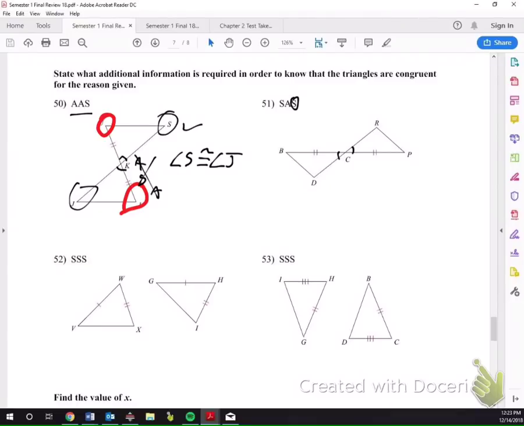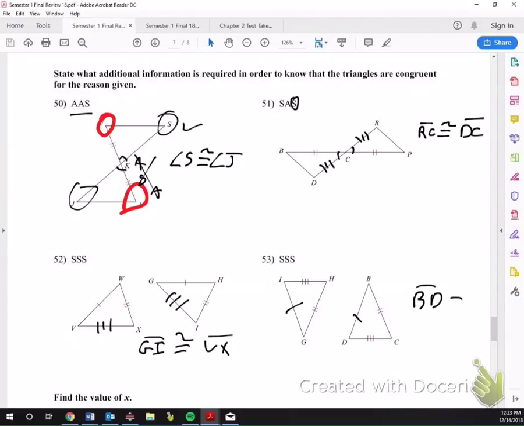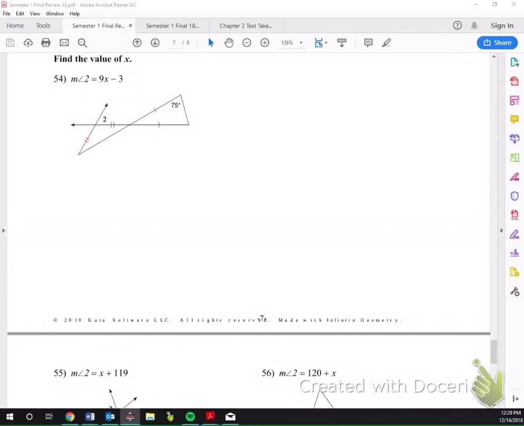51, we have a side and an angle. We're missing a second side. So it's got to be the one on the other side of the angle. Remember, order matters. So we need that side RC is congruent to side DC. 52. Looking for side, side, side, so we need to know that third side is congruent. So GI is congruent to VX. Same general idea for 53. We need to know that IG is congruent to BD. Okay, and that's that.